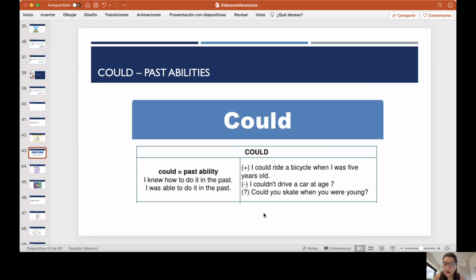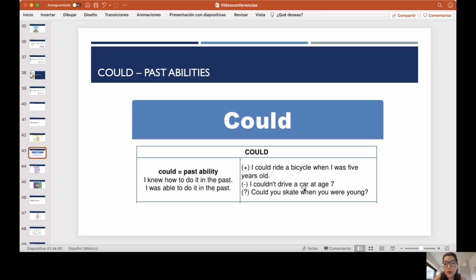Then we also practiced could for talking about past abilities. Here it says I knew how to do it in the past, or I was able to do it in the past. It's an ability that we had in the past. For example, when I was a child I could skate, but right now it's really difficult for me. I haven't practiced for a long time. And here it says, I could ride a bicycle when I was 5 years old. It's a positive or affirmative sentence.